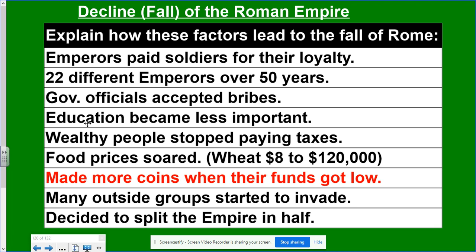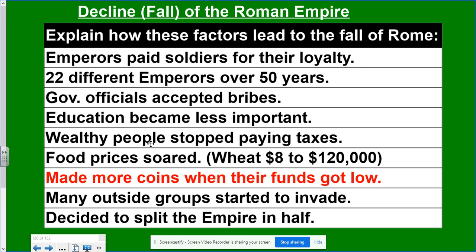Education became less important. This one kind of stands alone, but education, or kids going to school, became less and less important for different reasons in Rome. Obviously, you want to write this down, but you also want to tell me why you think that's going to lead to issues. Wealthy people stopped paying taxes. The rich and the wealthy felt like at some point they don't really need to pay taxes because they spend their money and they provide things for Rome and for the empire.